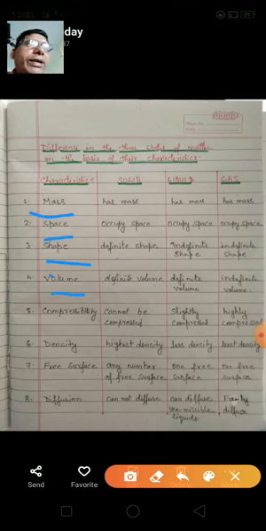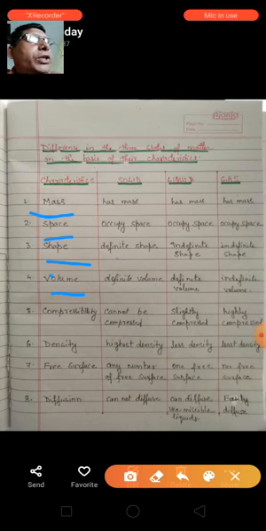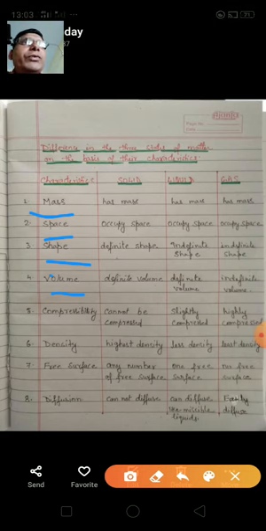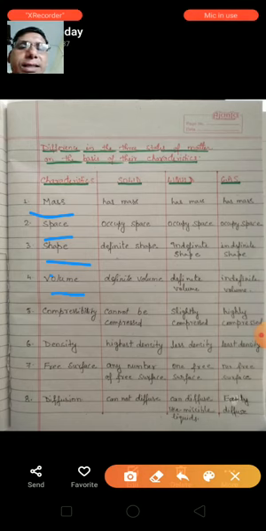But in the case of gases, the molecules are very far from each other. Intermolecular force of attraction is very least, so they neither have definite shape nor definite volume. When these gases are poured in a container, they acquire the whole space available to them. That's why gases do not have definite volume.